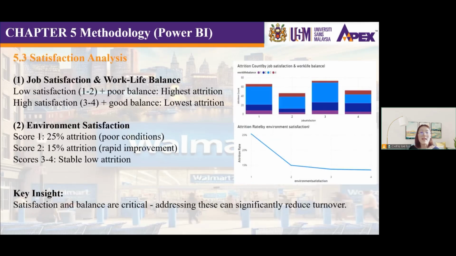And the last analysis is the satisfaction analysis. It includes job satisfaction and work-life balance. Low satisfaction and poor balance lead to the highest attrition. High satisfaction and good balance lead to the lowest attrition. For environmental satisfaction, score 1 presents 25% attrition. Score 2 has 15% attrition. And score 3 to 4, stable low attrition. And the key insight is that satisfaction and balance are critical. Addressing this can significantly reduce turnover.